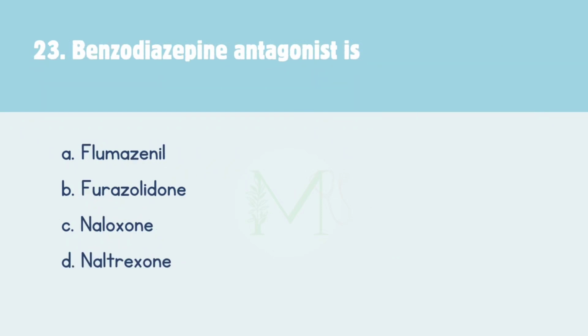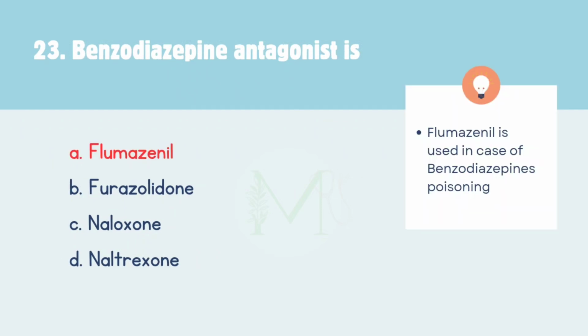The next question is, benzodiazepine antagonist is? The options are flumazenil, furazolidone, naloxone, naltrexone. The correct answer is flumazenil. Flumazenil is a benzodiazepine antagonist.